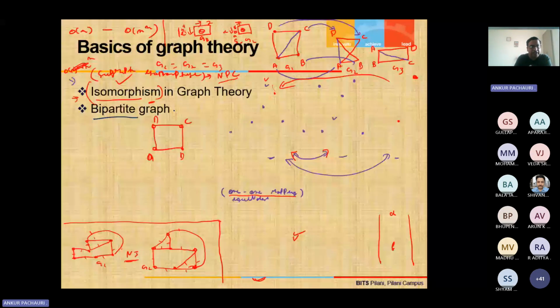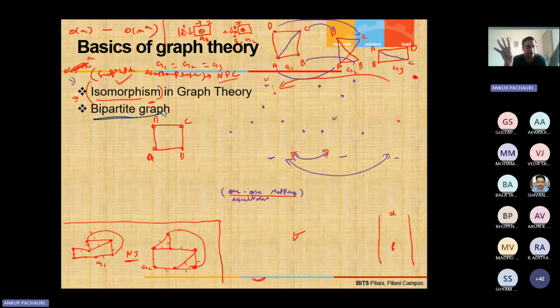I'll say the definition first, and then I'll explain. A graph is said to be bipartite. Bi means two. Partite means partition. That means the nodes of the graph have to be divided into two different sets. That is why we call it bipartite.